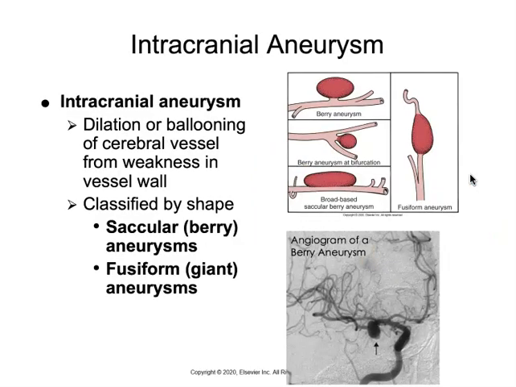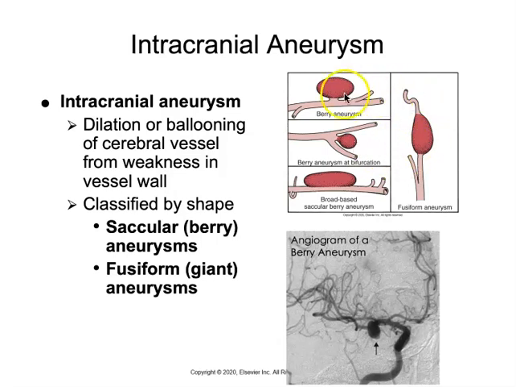Next, we have intracranial aneurysms, and this is a dilation or ballooning of a cerebral blood vessel wall. And this could be because we have a weak spot on that vessel wall. And over time, if we have something like high blood pressure, it can push on that weak spot and cause it to balloon out or expand. And we have an increasing risk of a rupture or hemorrhagic stroke that is possible.